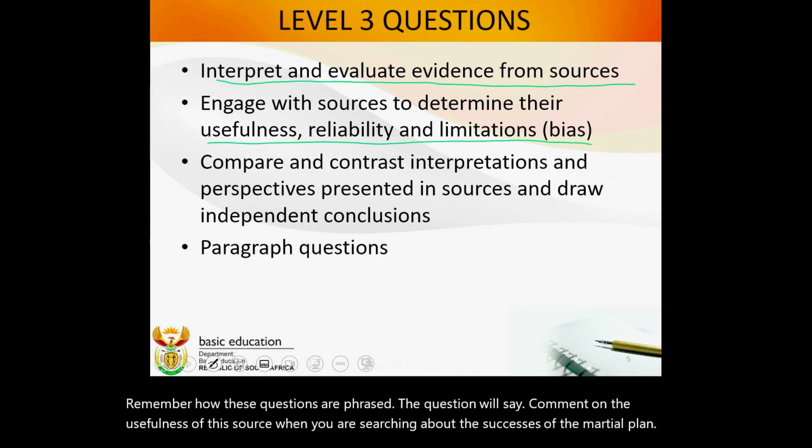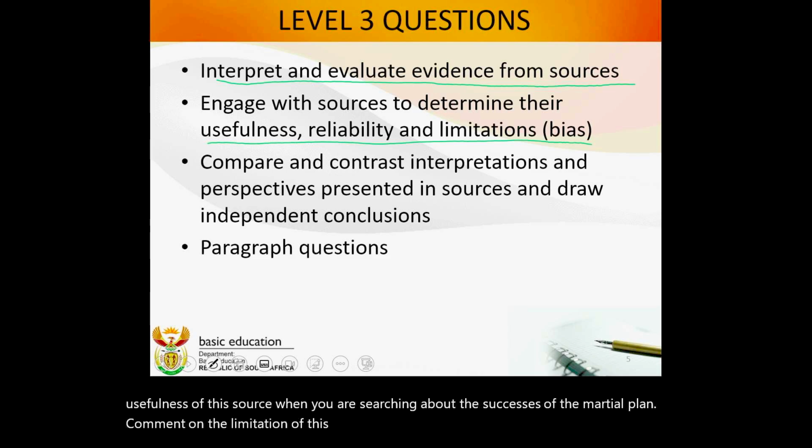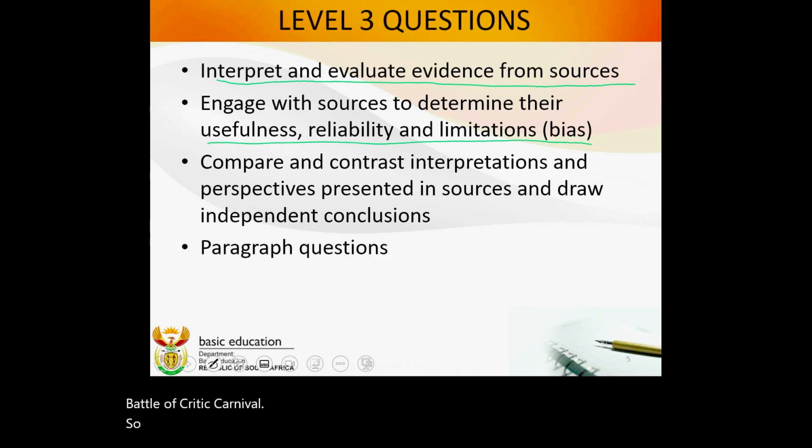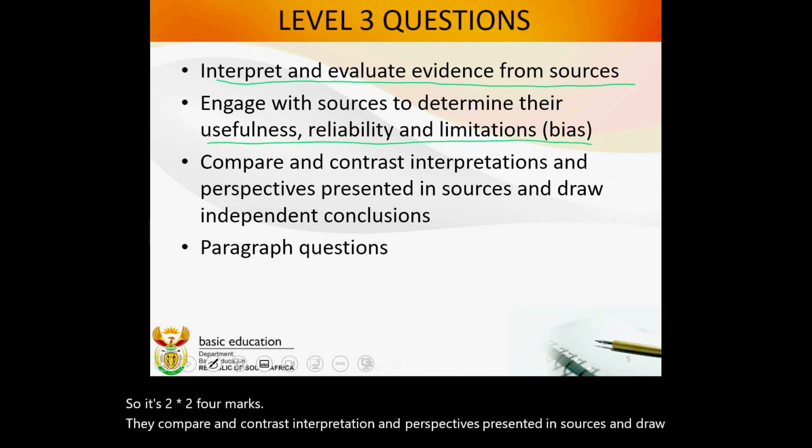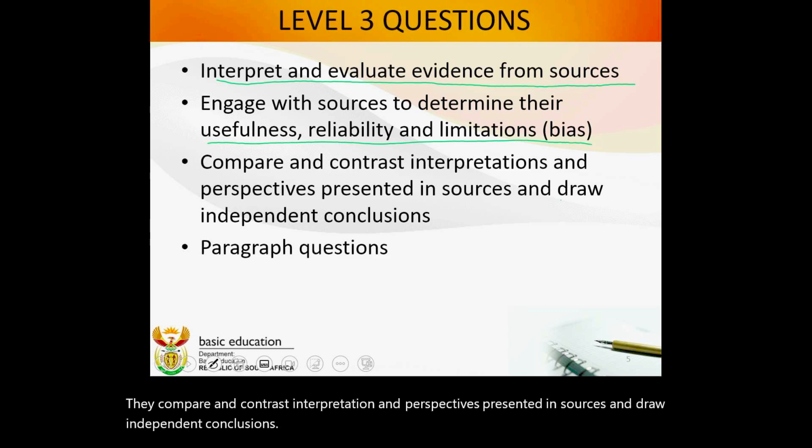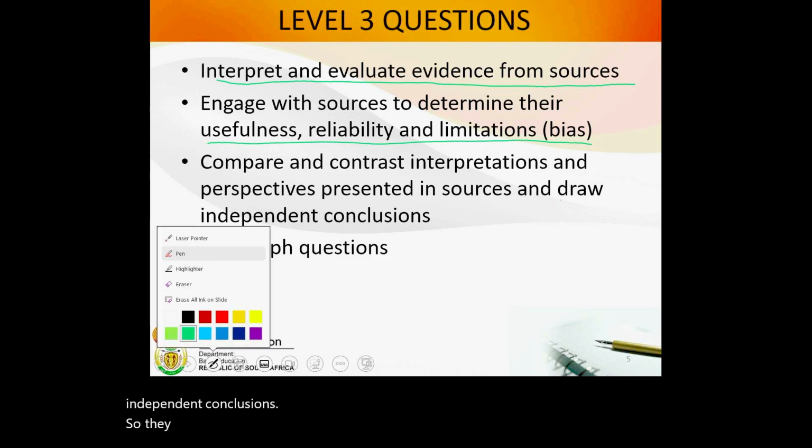Comment on the limitation of this source when you are researching about the impact of the Battle of Quito Carnival. So it's 2 times 2, 4 marks. They compare and contrast interpretation and perspective presented in sources and draw independent conclusions. So they draw independent conclusions.